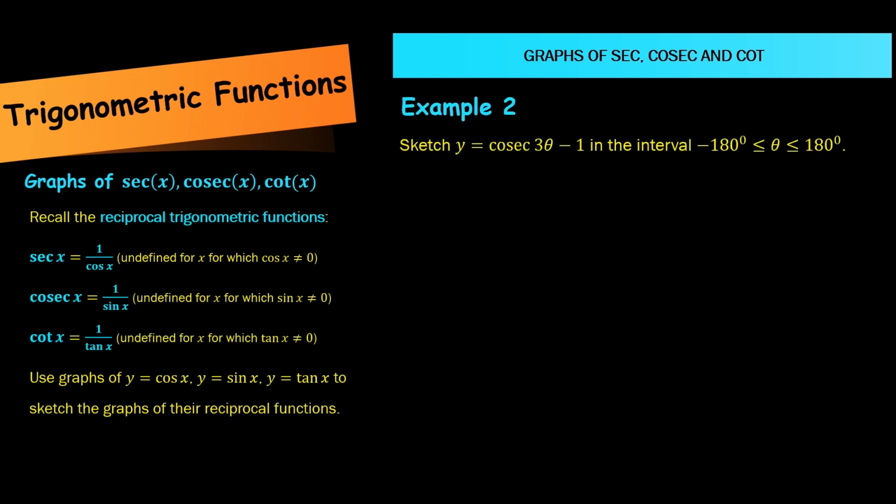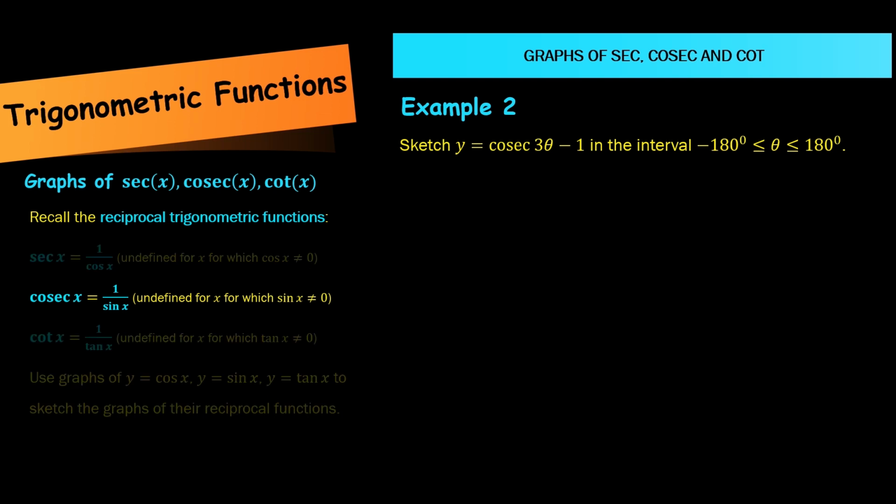Let's now take a look at another example. Pause the video and have a go. Press play when you're ready to view the solution. So let's take a look at this example. We're required to sketch y equals cosec 3 theta minus 1 in the interval minus 180 degrees less than or equal to theta less than or equal to 180 degrees.